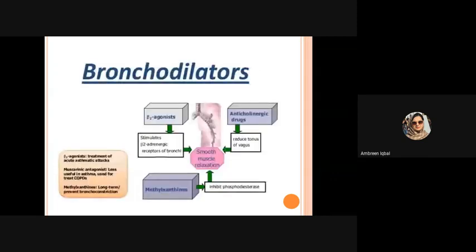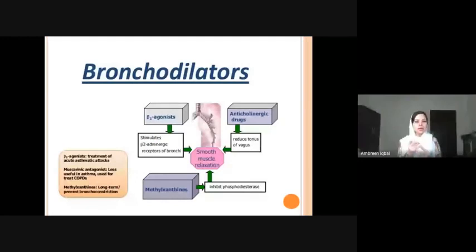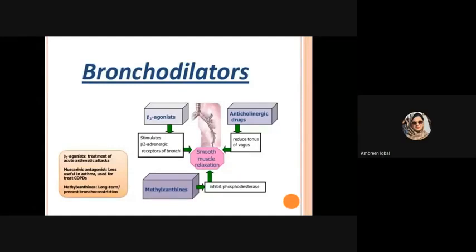Now I will discuss the three main bronchodilators, that is beta-2 agonists, methylxanthines, and anticholinergics. Beta-2 agonists are the drugs that act on the beta-2 receptors present on the bronchioles, and when they activate them, it sets off a chain of reactions, and ultimately it causes bronchorelaxation.